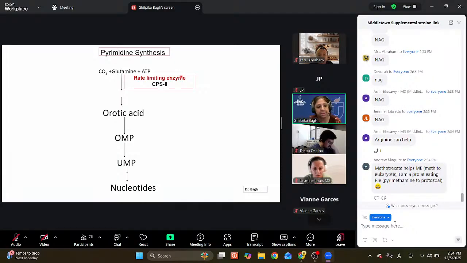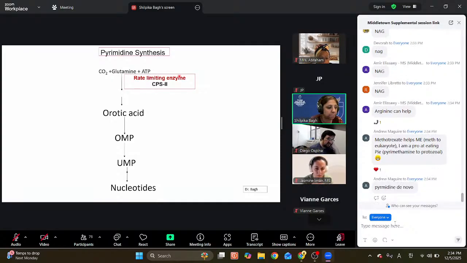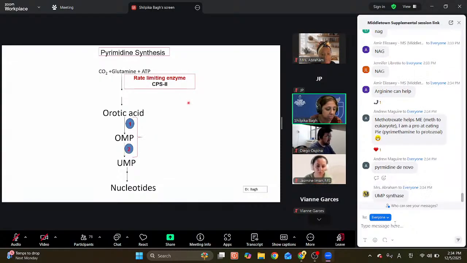Is this rate limiting? For what? CPS2 is rate limiting for what? You've got to be specific here. Is it pyrimidine salvage or pyrimidine de novo? Pyrimidine de novo synthesis. What is this a dual activity of? 1 and 2. What is 1? Ribosyl transferase. What is 2? Decarboxylase. What is it together known as? UMP synthase.